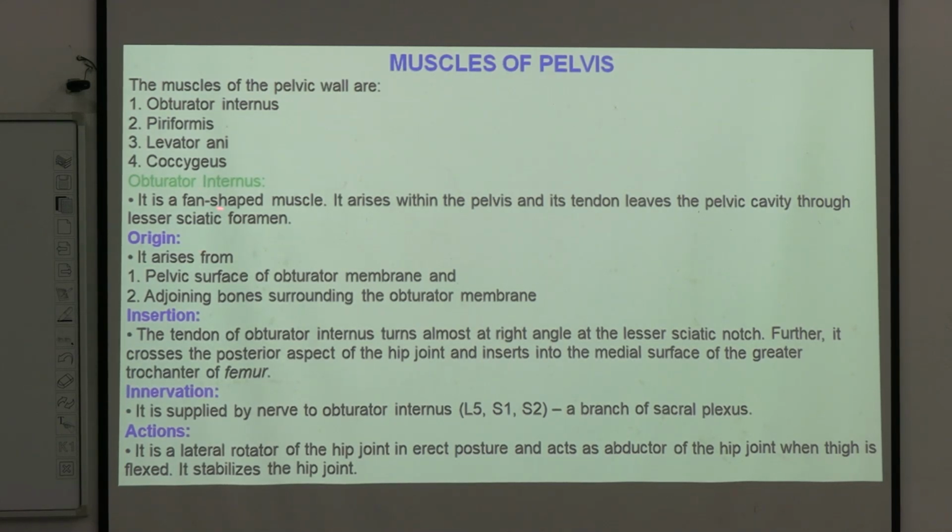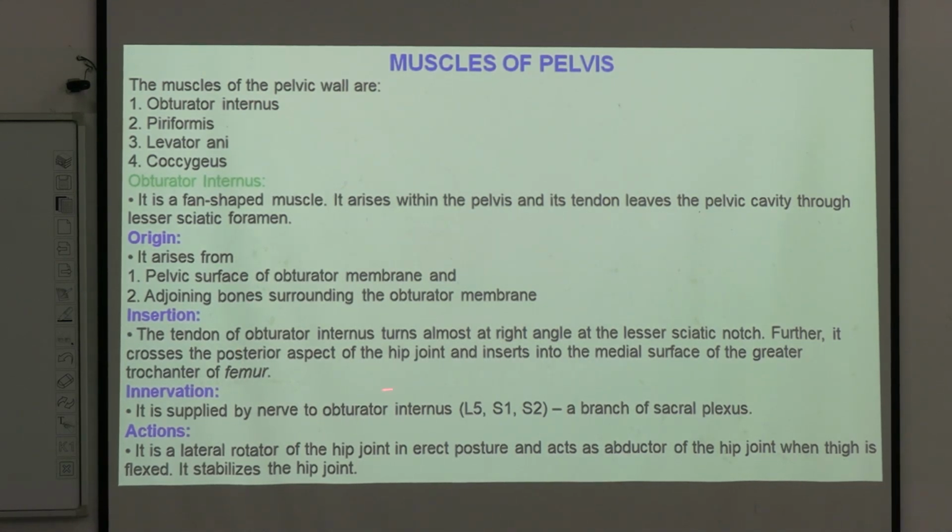Obturator internus is a fan-shaped muscle that arises within the pelvis, and its tendon leaves the pelvic cavity through the lesser sciatic foramen. Its origin: it arises from the pelvic surface of the obturator membrane and the adjoining bones surrounding the obturator membrane. What is the insertion? The tendon of the obturator internus turns almost at a right angle at the lesser sciatic notch, and further it crosses the posterior aspect of the hip joint and inserts into the medial surface of the greater trochanter of the femur. So this is the insertion of the obturator internus.